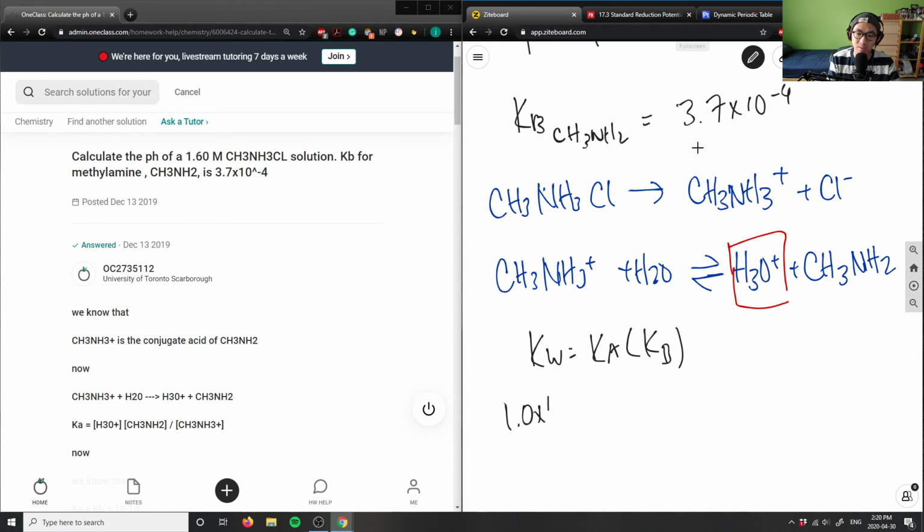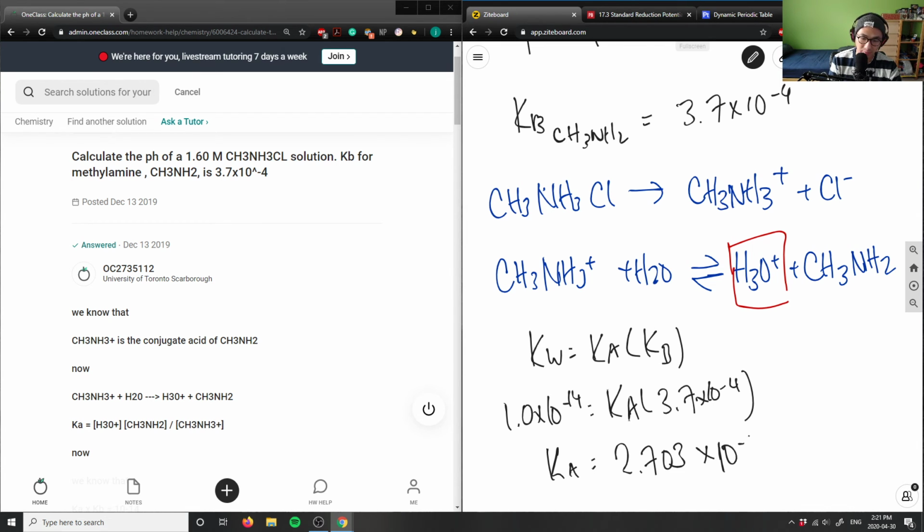I know that Kw is 1.0 times 10 to the negative 14, which will equal Ka times 3.7 times 10 to the negative 4. I simply have to divide both sides by 3.7 times 10 to the negative 4, which will give me 2.703 times 10 to the negative 11. This will be Ka for my solution here.